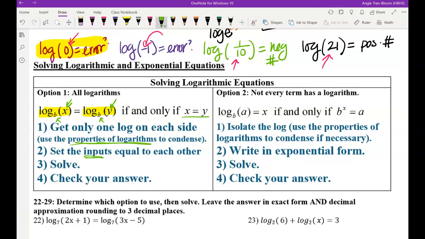There is another option here, because not every single term will have a log sometimes. So if that's not the case, for example, if we have log base b of a equals x, then we can write it as an exponential. Or if we have an exponential, we write it as a log. So first we want to isolate the log by using the properties of logs to condense if needed. Write in exponential form, and of course you solve it normally, and then you check your answers.